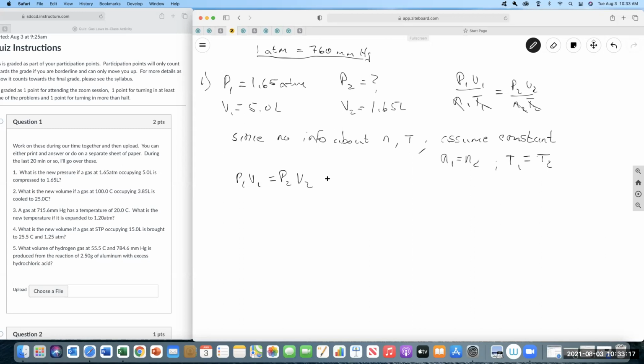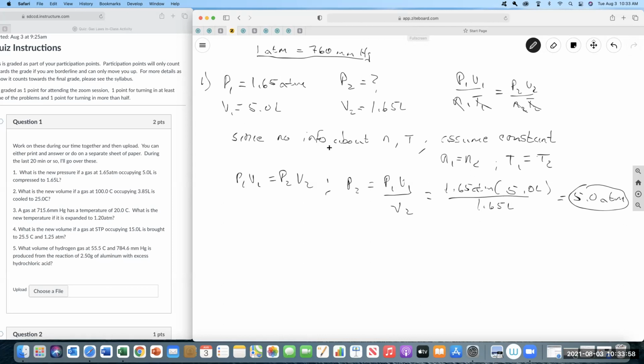And then at this point, it becomes algebra. P2 is going to be P1 V1 over V2, which will be 1.65 atmospheres times 5 liters. Whoa, what did I just do? Oh, that's right, I just realized my numbers are the same. That's fun. 1.65 liters. So this one's going to be 5.0. I don't even have to use a calculator on this one. Is that right? 1.65. Okay.